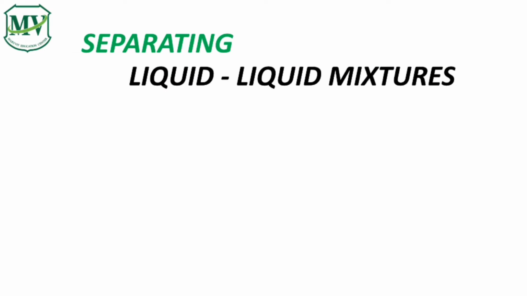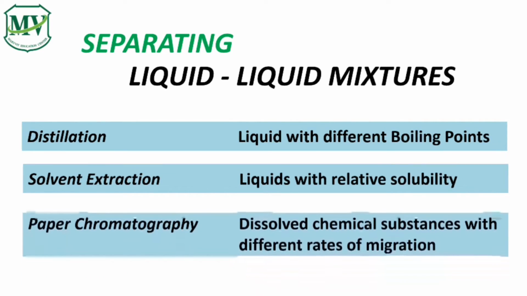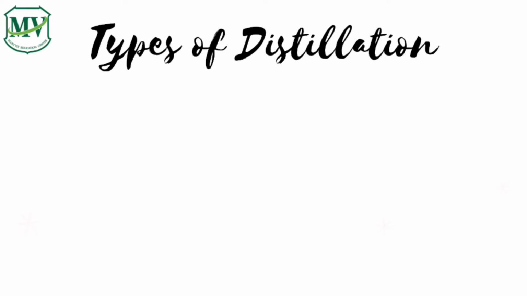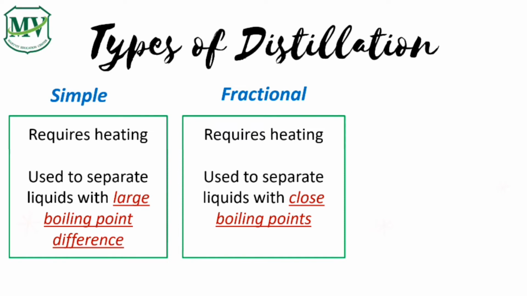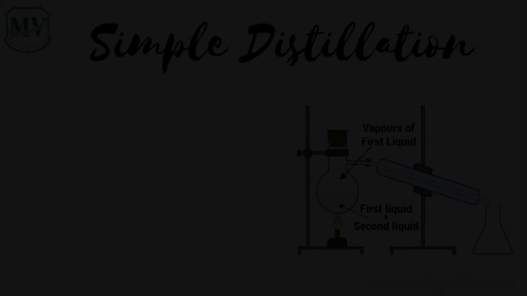The following techniques involve the separation of both miscible and immiscible liquids in a certain solution or mixture. We have distillation, solvent extraction, and paper chromatography. One way of separating liquid-liquid mixtures is through distillation. Distillation can be classified into simple and fractional distillation, which require the presence of heat, while steam distillation uses steam to heat the mixture. All of these classifications separate the mixture through their relative boiling points.